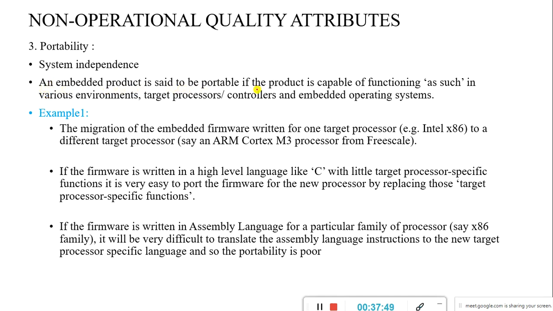An embedded product is said to be portable if the product is capable of functioning as such in various environments, different target processors, different target controllers, and different operating systems. Now, considering an example here, I try to write an embedded firmware. What do you mean by firmware? Which is nothing but software.